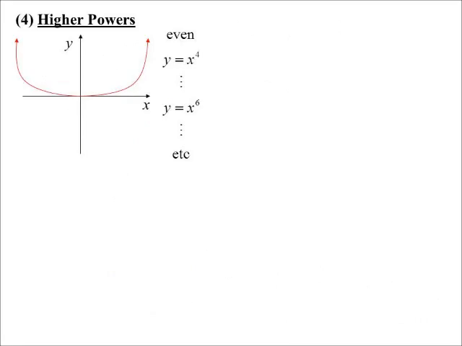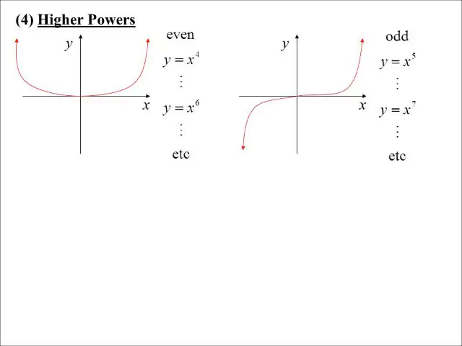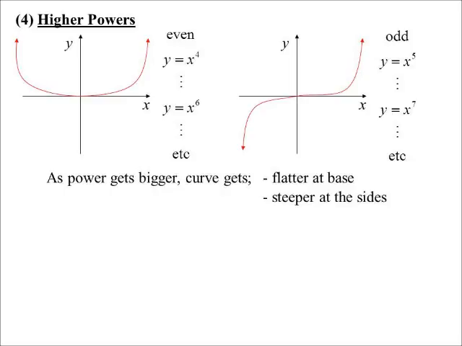Higher powers then. Even powers, they all have this U shape. Now only x squared is called a parabola, but the others still have a U shape. And what happens is, as that power gets bigger, it gets flatter at the base, steeper at the sides. And the odd ones, they all have what we call an inflecting shape, like that. But again, as the power gets bigger, flatter at the base, steeper at the sides.